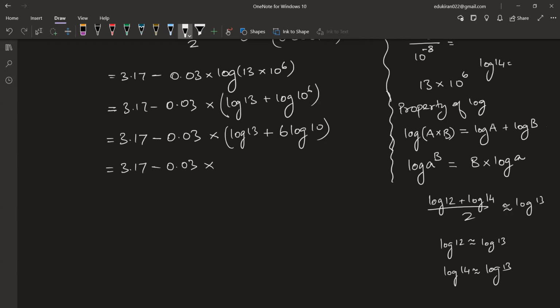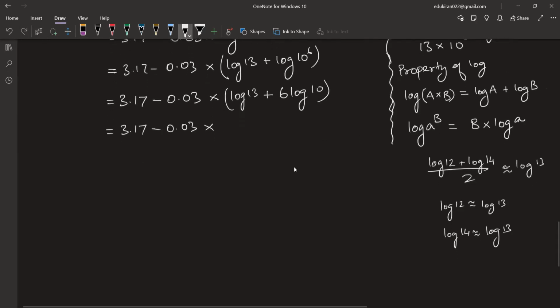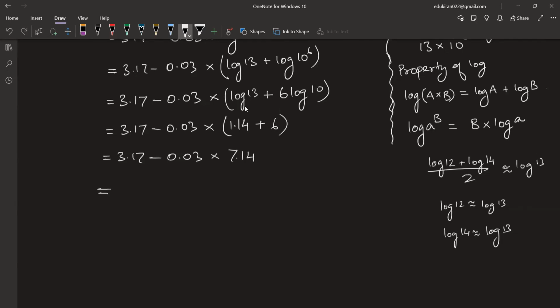Sir, why are we adding log 7 and log 2? You want to learn it? Tell me. Oh, you want to? Okay, sorry. It is 1.14. I will tell you after. Just wait a second. Plus 6 into log 10 will be equal to how much? Log 10 is equal to 1, right? So this will be equal to 6. So you'll write this as 3.17 minus 0.03 into 7.14. Now you can calculate this, it will be in volts.